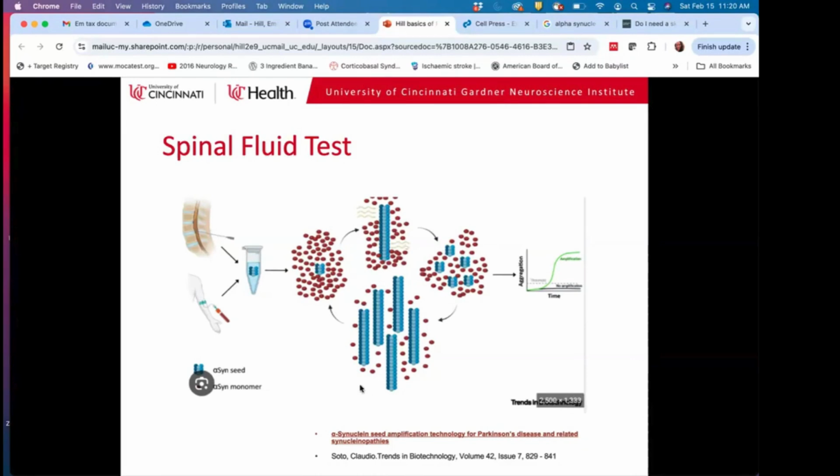So that's what they do here. They actually jiggle it in the lab to see if it clumps up. You'll hear this called the seed amplification assay, or SynTap is the brand name for it.